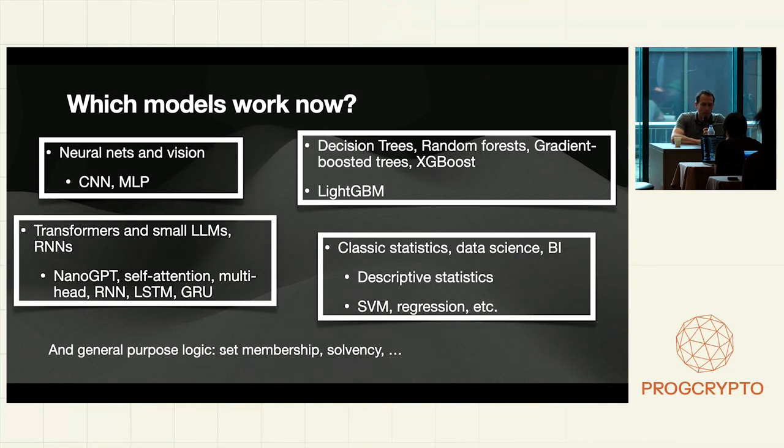Lots of them do. Neural networks and vision models, convolutional neural networks, a variety of decision trees, random forest, transformers, and small LLMs, things like NanoGPT. In theory, they could even be big LLMs, but you have to be very patient.